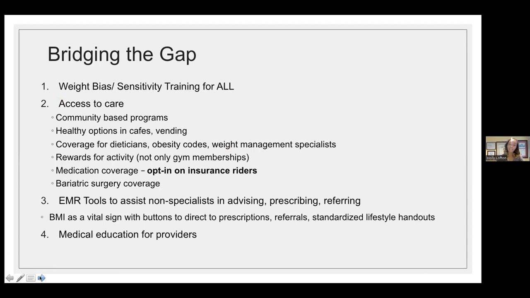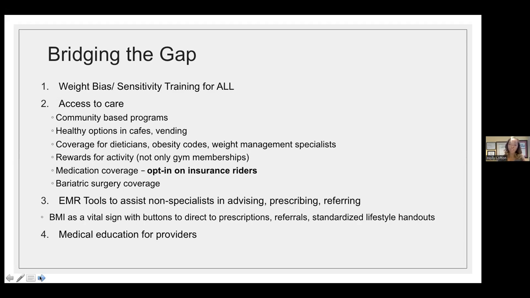Improving access to care, having community-based programs that are easily accessible, whether they're online or the patient is going to a physical place. I know the VA centers have a MOVE program that gives group therapy for weight management that has been effective. Having healthy options like our fruit stands, but also in cafes, vending machines, coverage for dietitians, using obesity codes to diagnose obesity, and really associating the obesity code with the treatment.